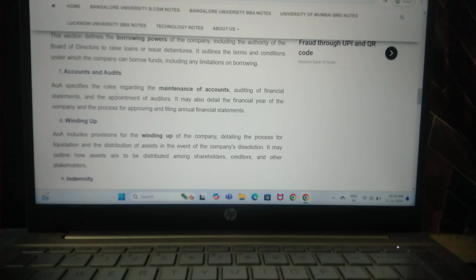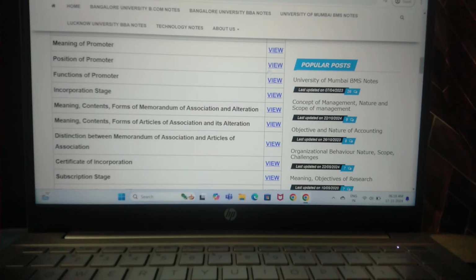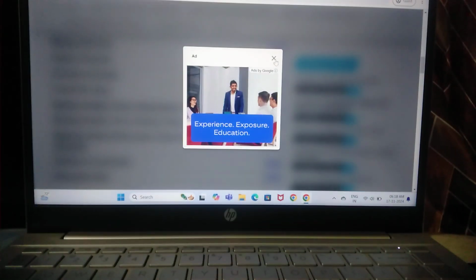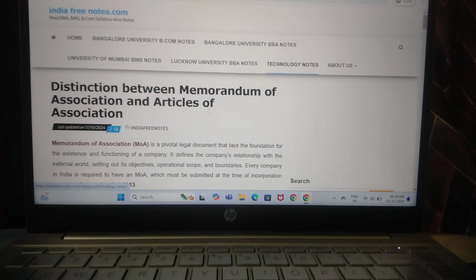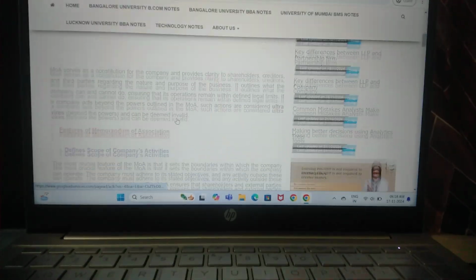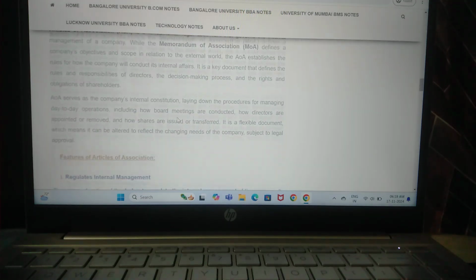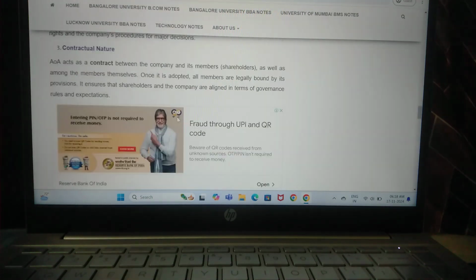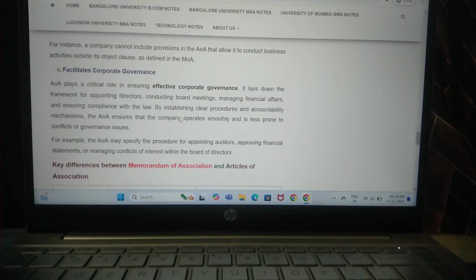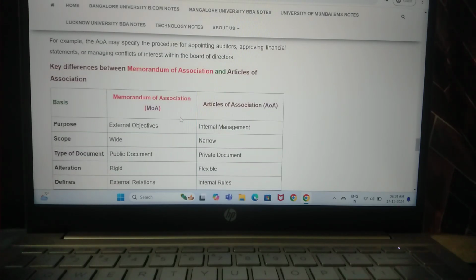Meaning of MOA and AOA with some clauses and contents you have to study in this module along with differences. This is also very important. They may ask you the differences directly. They may ask, okay, what are the differences between MOA and AOA? You have to bifurcate, and in column C, you can see now. I request please study on this topic.